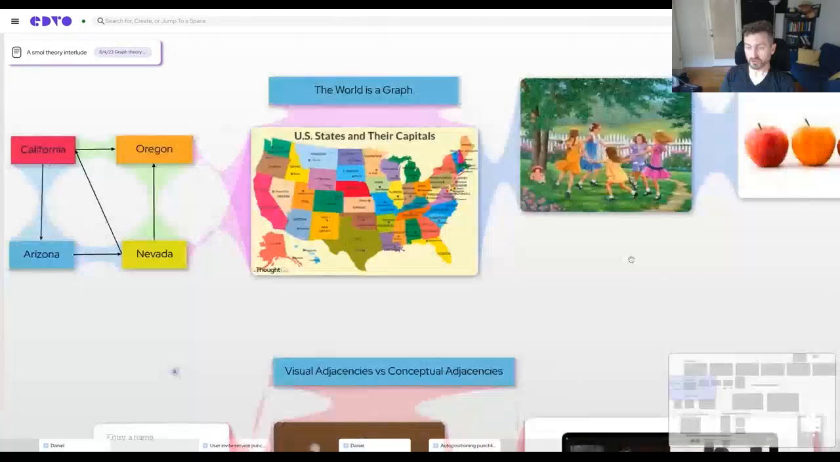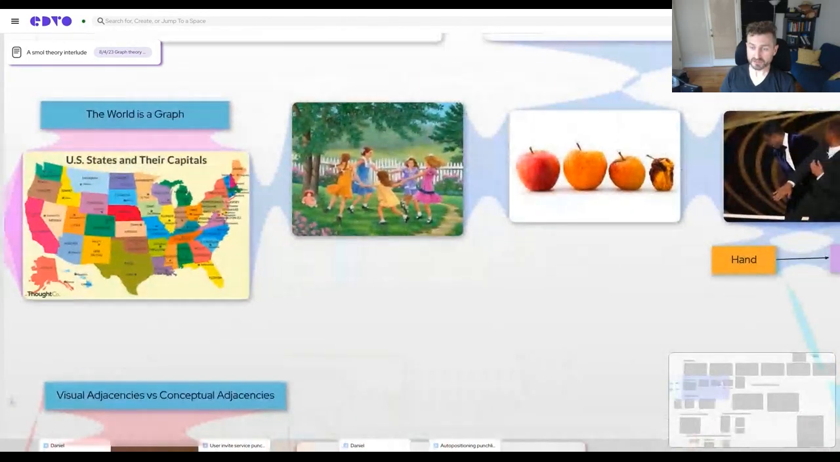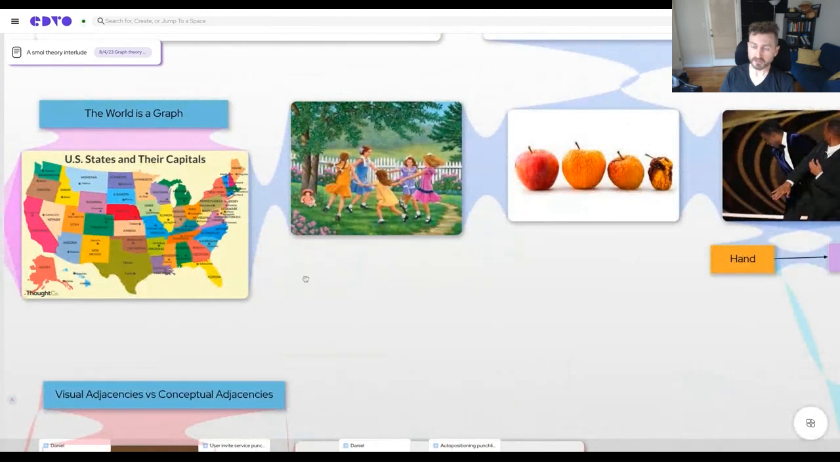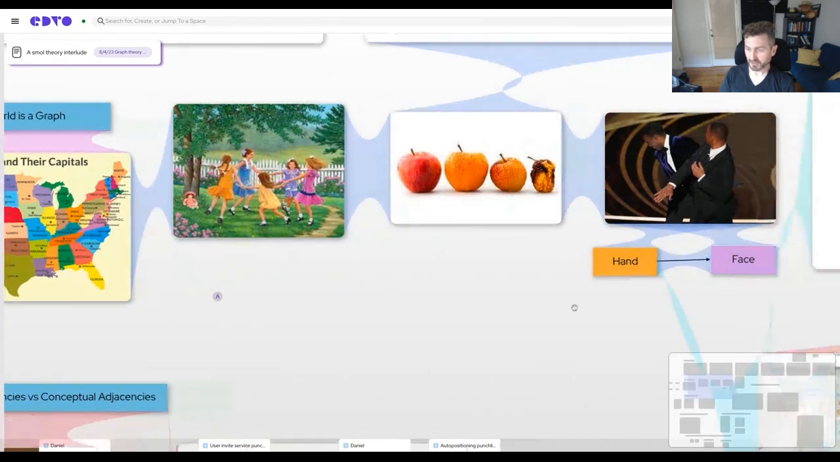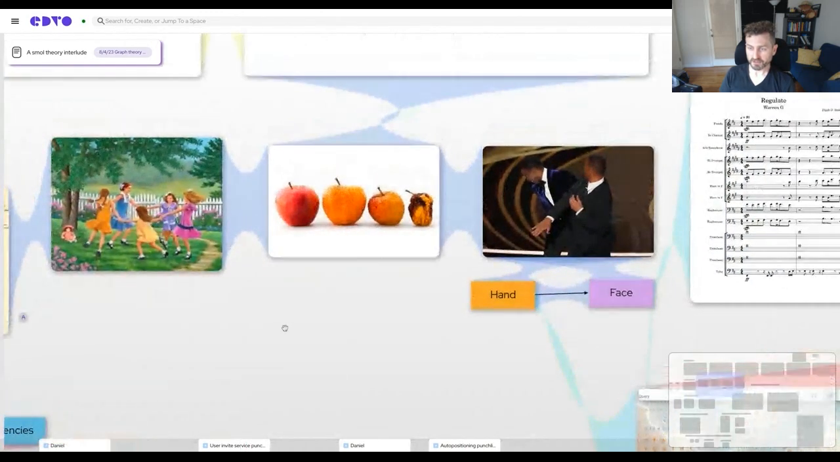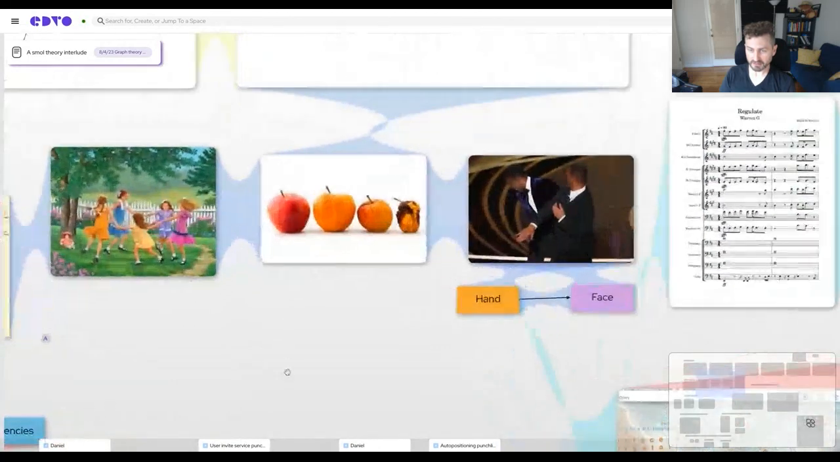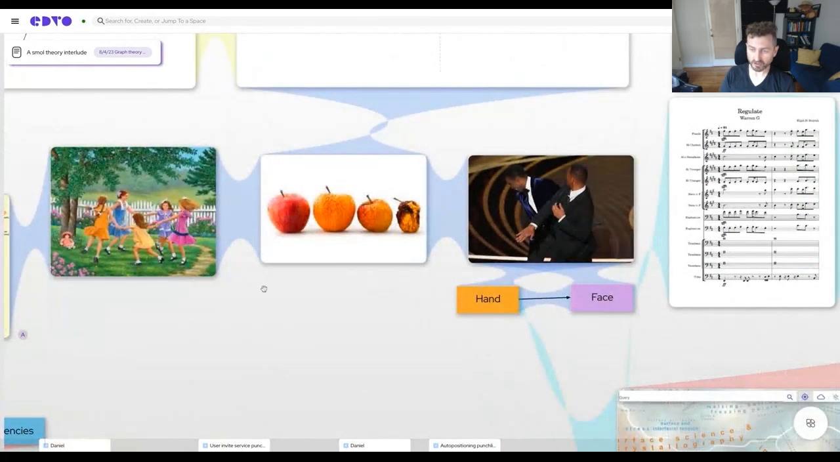Okay. So just some other examples of graphs. The girls playing Ring Around the Rosie. We can form a graph between the girls. These are the edges, and these are the nodes. And there's a little bit of crossover here. There's a relationship between the states of these apples. So we can model the state of decay of the apple as vertices and the relationships between them as a sort of time progression.